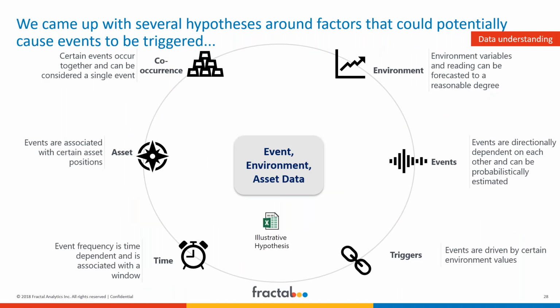And what we found was that there are a bunch of different things that happened. One thing is co-occurrence, which is like certain kinds of events will always occur together. So event A will always be followed by event B within a certain amount of time, so they can be considered as a single event. Second thing is, surprisingly, and we were all very surprised, the environment variables and readings can be forecasted for this particular data set to a very reasonable degree. Then the events that we found, and this I think is pretty logical, are directionally dependent on each other. For example, door failure will always follow door opening. So on opening, a door fails. Makes sense. Or certain events are triggered only in certain environmental conditions. For example, a door jams when the temperature is below minus 20 degrees centigrade. So these are the different insights we found.